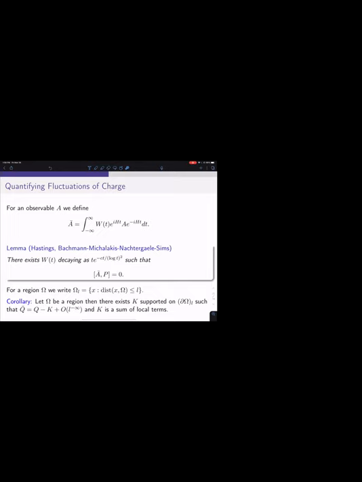So if you have any observable A and you define this spectral averaging, that was introduced by Hastings, and another paper about this is Bachmann, Michalakis, Nachtergaele, Sims. So there exists a W that decays quite fast, but not exactly exponentially, such that if you do this spectral averaging, it commutes with the ground state projection. You take any observable, you do this, it is local because W decays as time goes to infinity. And you have Lieb-Robinson bounds for this evolution, so you get some kind of local spectral averaging that produces an observable that commutes with the ground state.